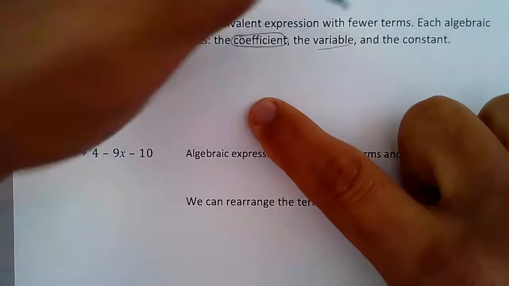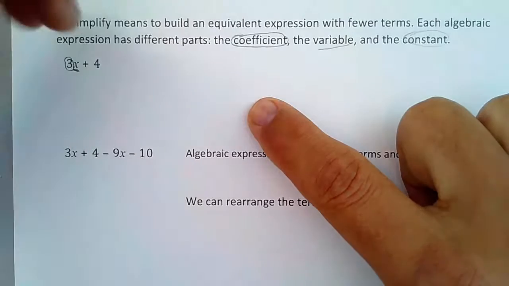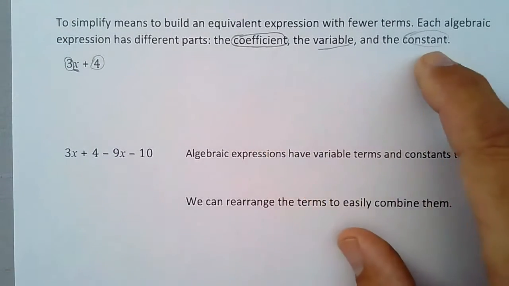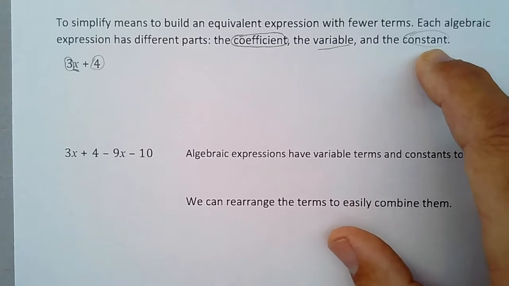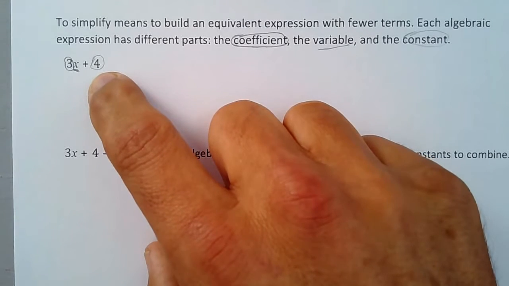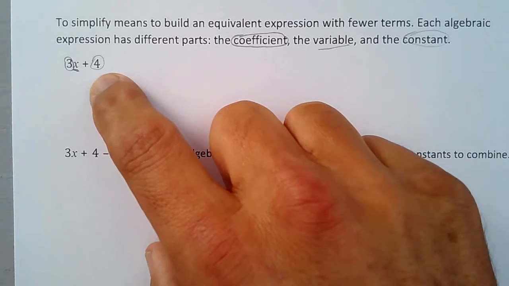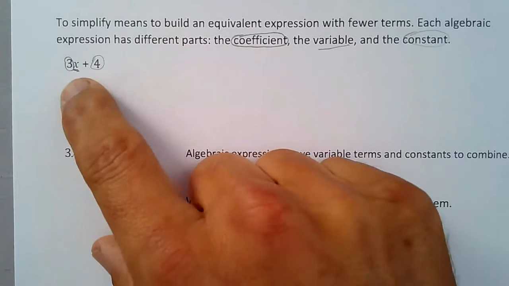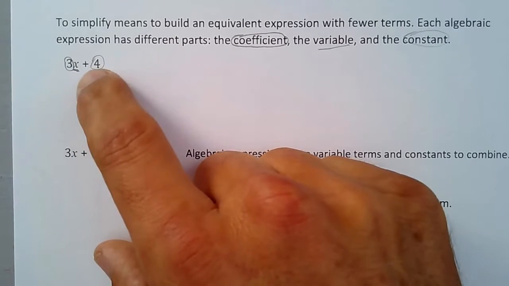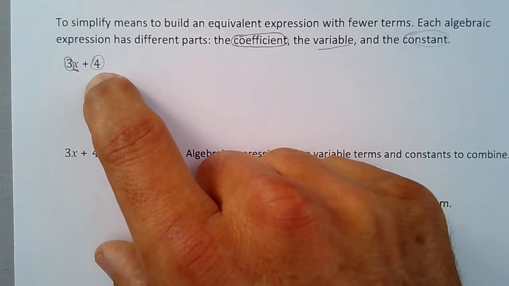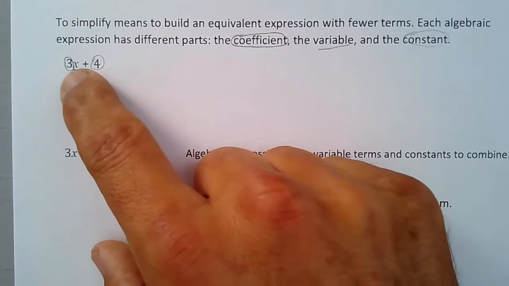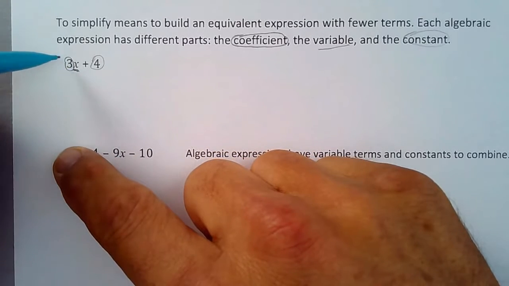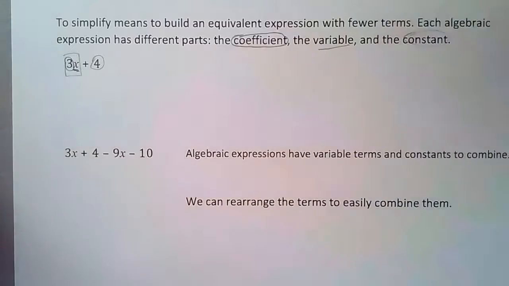And the constant is just the number without a variable. Something that's constant and never changes. And that 4 is going to stay 4 no matter what. So that's why we call it a constant. So these are the different parts. And when you're asked to simplify, that one's already simplified. You can't combine any like terms. There's no constants to combine or variable terms to combine. And by the way, that's a variable and that's a coefficient. Together, that's a variable term.